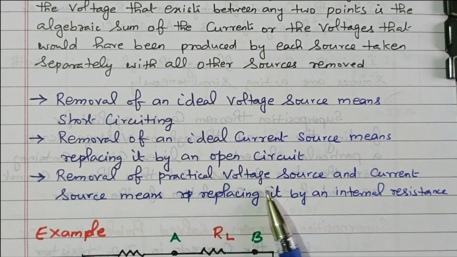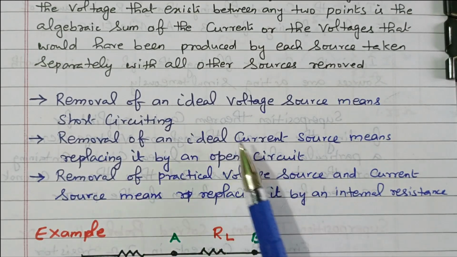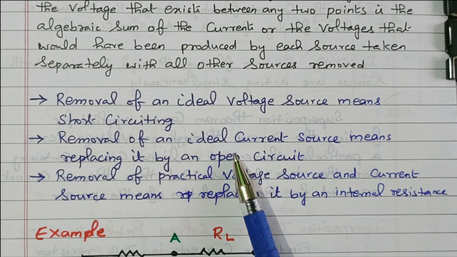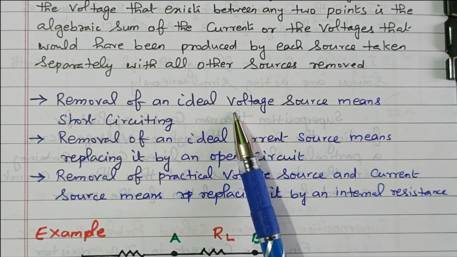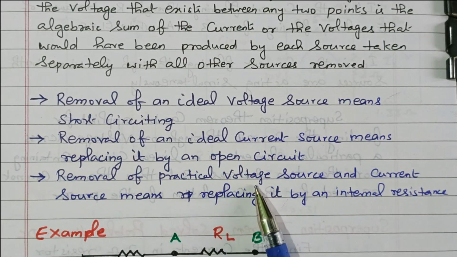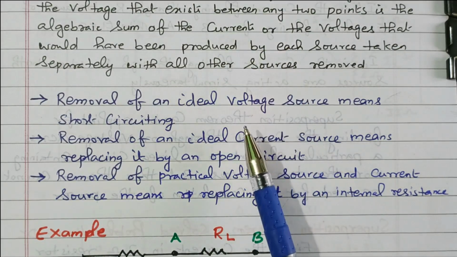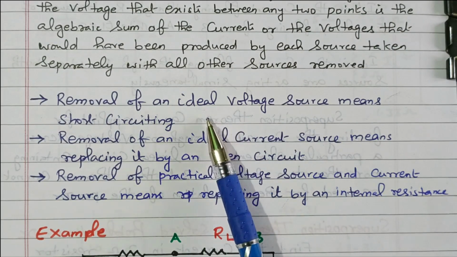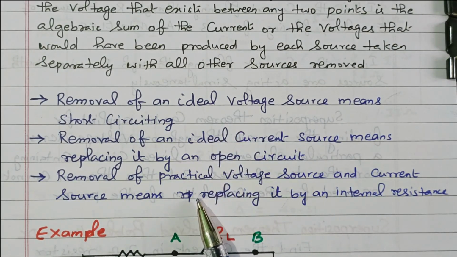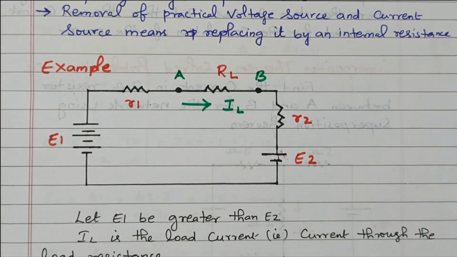Removal of a practical voltage source or current source means replacing it by its internal resistance. For an ideal voltage source and ideal current source, there is no internal resistance. So an ideal voltage source is short circuited, and an ideal current source is open circuited. For a practical voltage or current source, it is replaced by the internal resistance. Right? So this is the statement given. Based on the statement, we need to remove the source. While removing, what we need to do is given clearly in the statement. Now we'll go for an example problem, so that we are able to understand clearly.